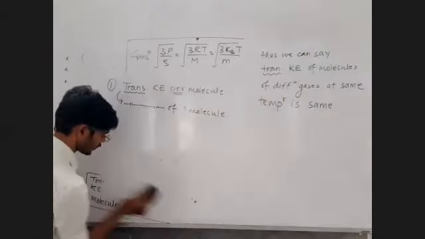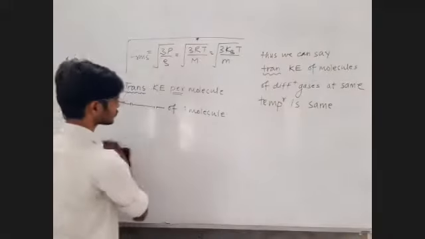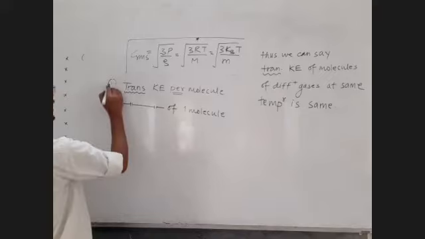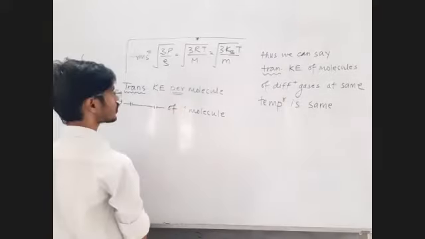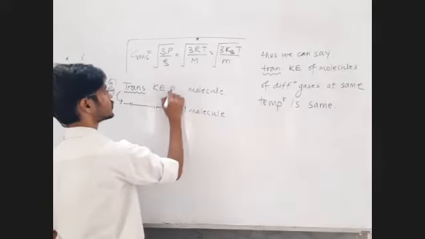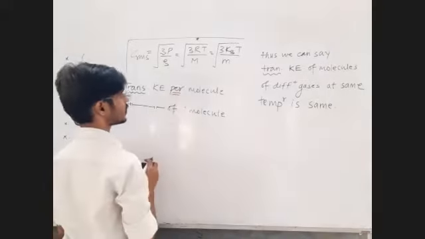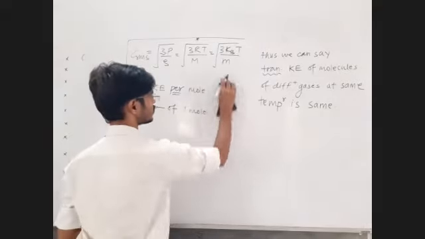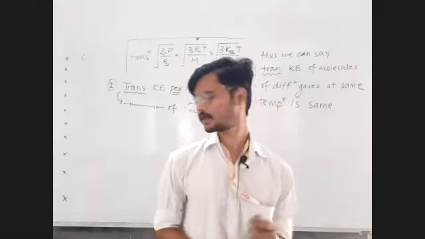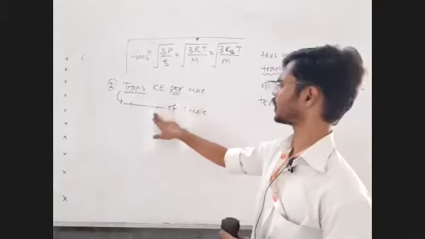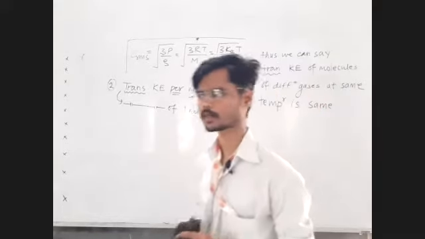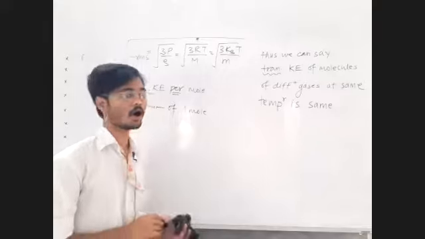Okay. Now again we have to do a similar type of calculation. Let's do it here. Second type, translational kinetic energy, not per molecule but per mole. Now, what is the meaning of translational kinetic energy per mole? Its meaning is translational kinetic energy of 1 mole. Per 1 mole means of 1 mole.